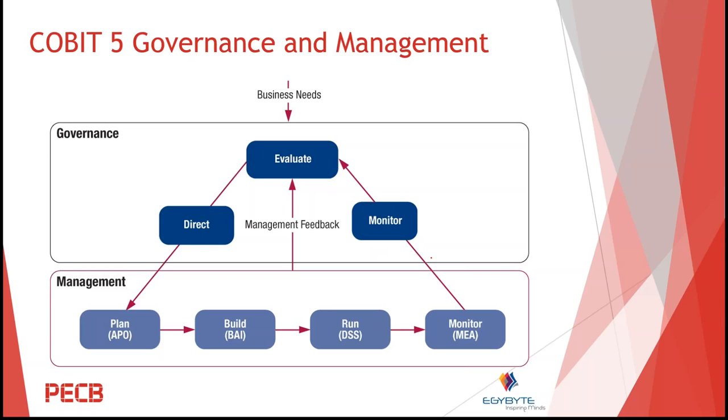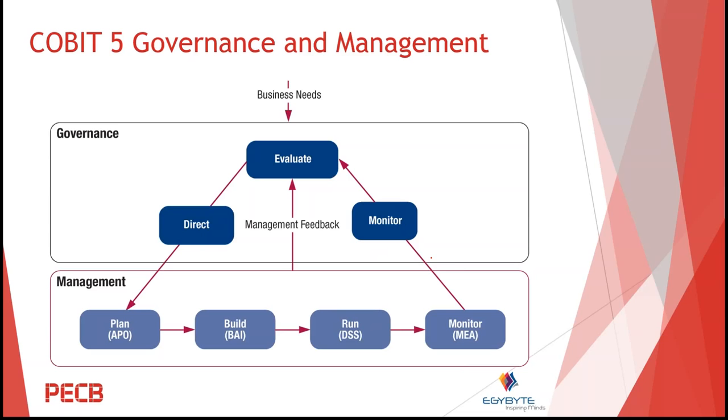But after direction, we move to the third main activity, which is monitor. To monitor the management staff. Are they doing what we asked them to do? Are all our objectives achieved? And so on. To move to the management definition, management here is all about planning, building, running, and monitoring the IT services we can provide, because we are talking about governance of enterprise information and related technologies. So we are talking mainly about IT services and all that is related to them.